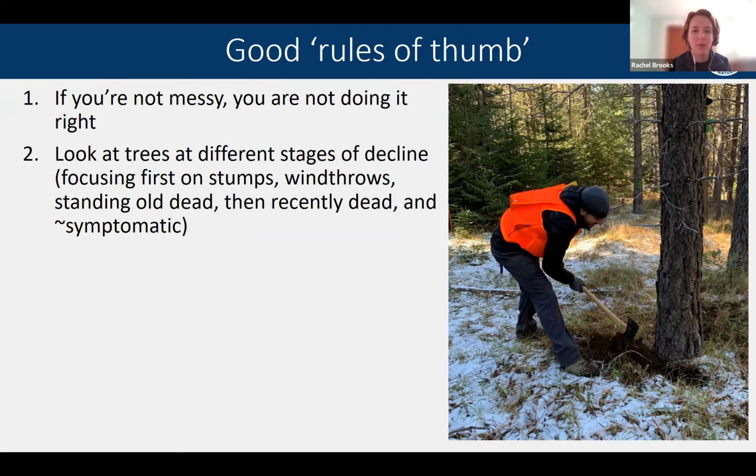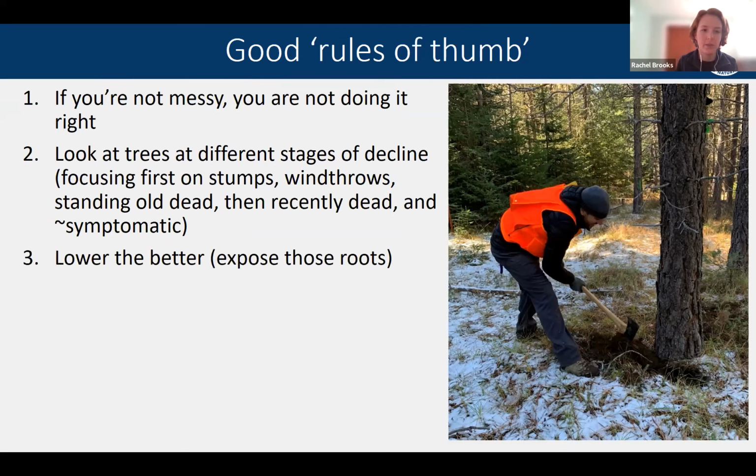Once you look at stumps and windthrows, the easy ones, you then want to go towards those standing old dead trees where you can dig away soil and expose roots and hack into them. And then at the end, I'll move on to recently dead trees, and then if needed, symptomatic trees. These last two tend to be a little harder just because there's not as much root rot on these trees. They haven't been dead, or they haven't even died yet, and so it can be harder to find that decay from the small portion we can see above ground.